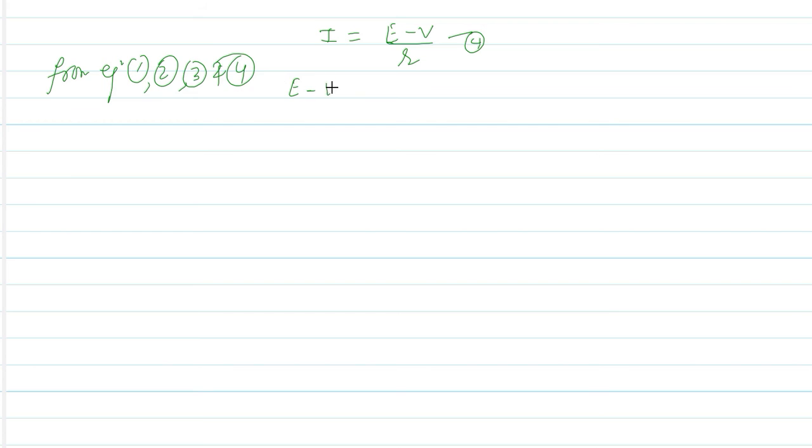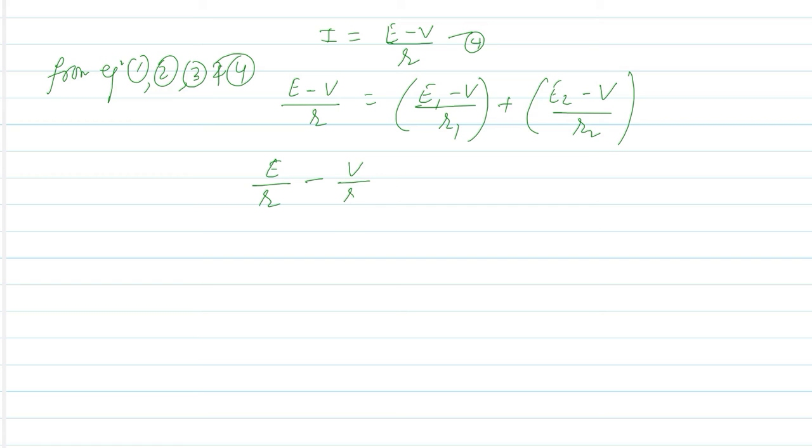You will get E minus V by r equals E1 minus V by R1. Sorry, it is not actually V1 over here, this is V, because in parallel combination it remains the same everywhere, plus E2 minus V by R2. Let's split both the sides. We will be getting minus V by r equals E1 by R1 plus E2 by R2. I can take minus V common, so I must be getting 1 by R1 plus 1 by R2.